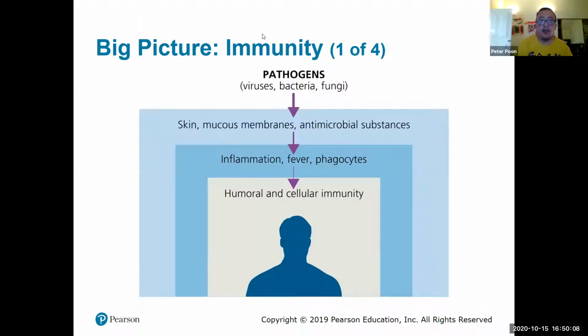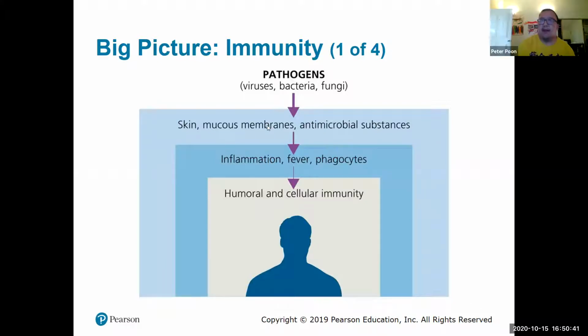This is a really important big picture. Viruses, fungi, and bacteria are on the outside. Outside of the body also includes the inside of the stomach and so on. All of that is the outside of the body. The first line of defense is the skin, the mucous membranes, the antimicrobial substances that are spread on our skin or mucous membranes, the IgA antibodies, etc.